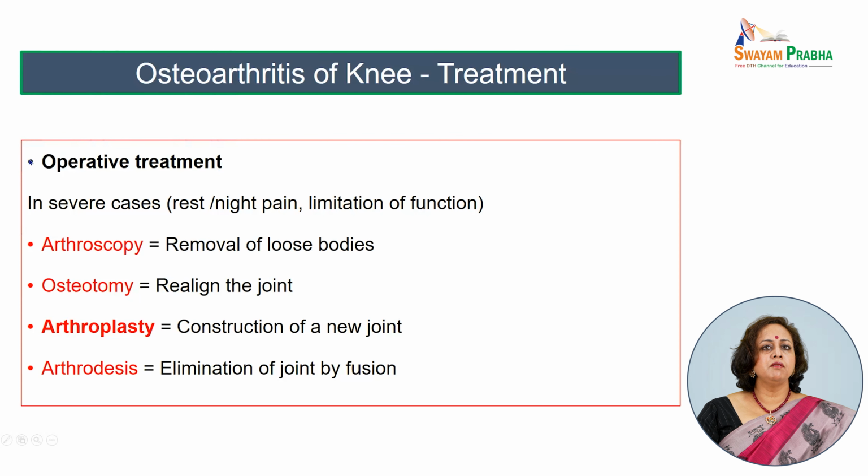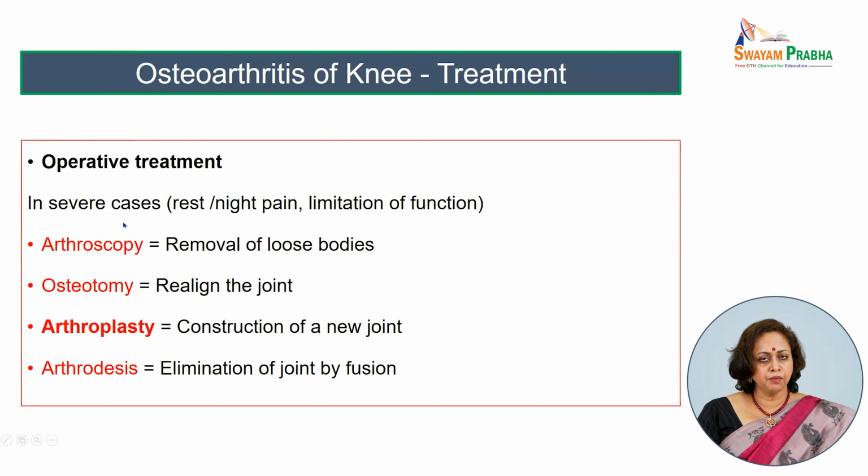Operative treatment is in very severe cases. Now, what are severe cases? If there is pain at rest, say the patient is sleeping in the night and he gets so much joint pain that he is not able to sleep, that would come under a severe case. Or there is a limitation of function, so the daily activities of the patient cannot be performed because of his osteoarthritis.